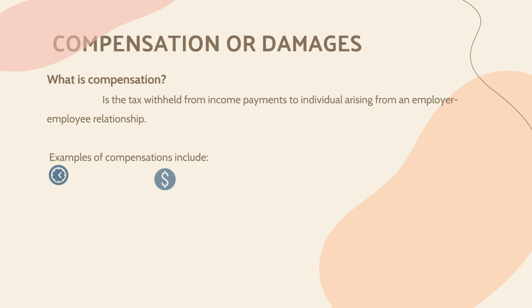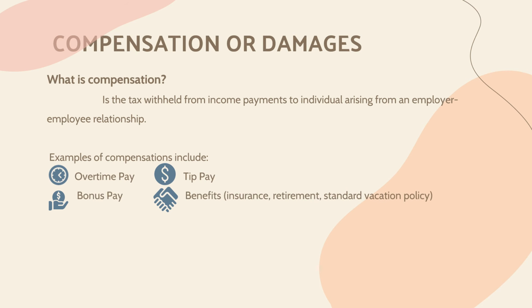So, what are the examples of compensation? The overtime wages, bonus pay, tip income, and etc. And also the benefits: insurance, retirement, and standard vacation policy.